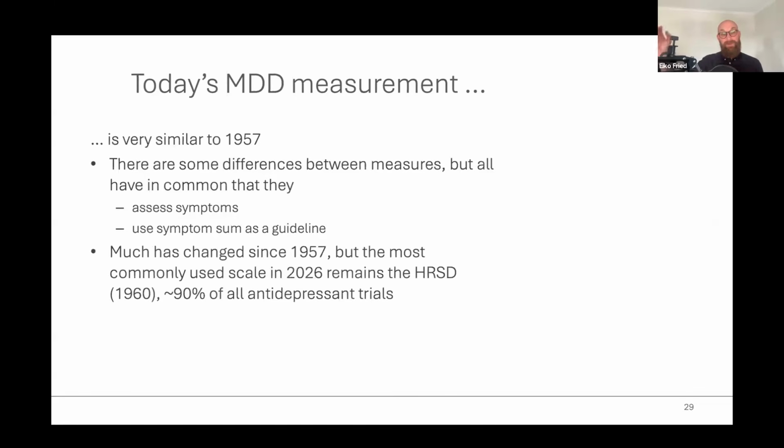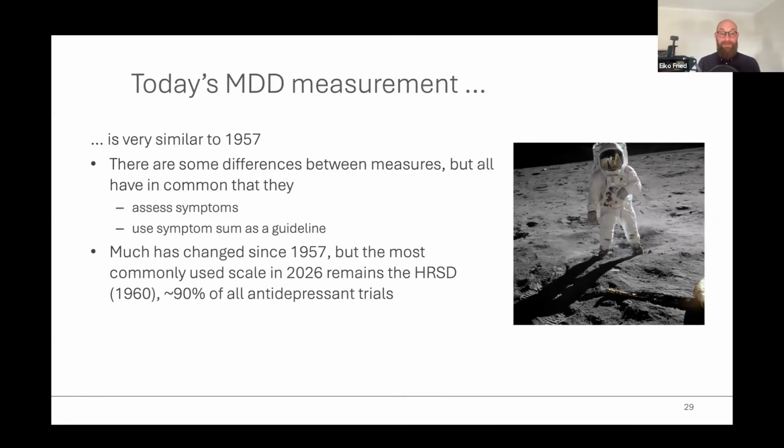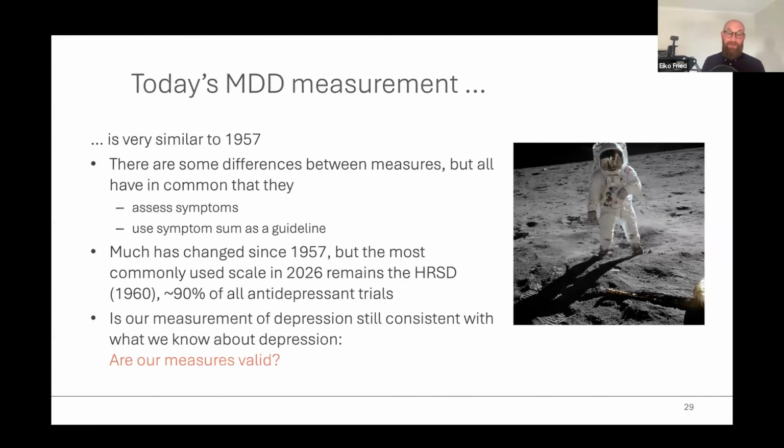We still use the Hamilton Rating Scale, developed in 1960, in about 90% of all antidepressant trials today. So it's still the gold standard. Hamilton made the scale before we went to the moon the first time, so a lot of time has passed. Today, my main question will be: is our measurement of depression still consistent with what we have learned about depression in the last 60 years?